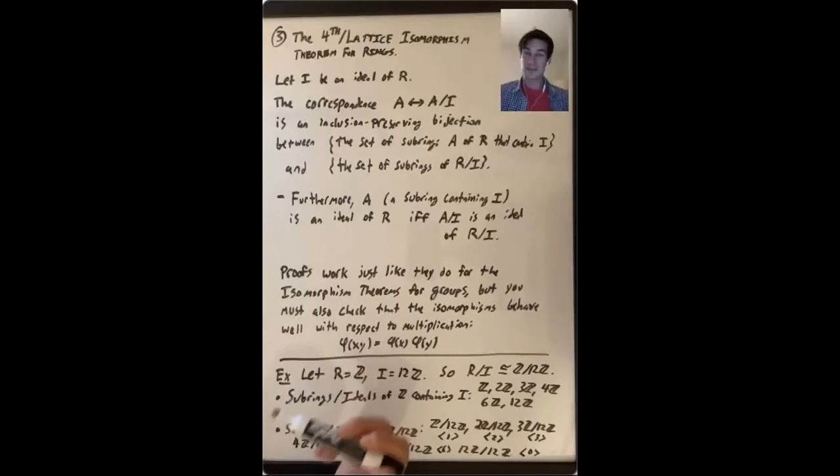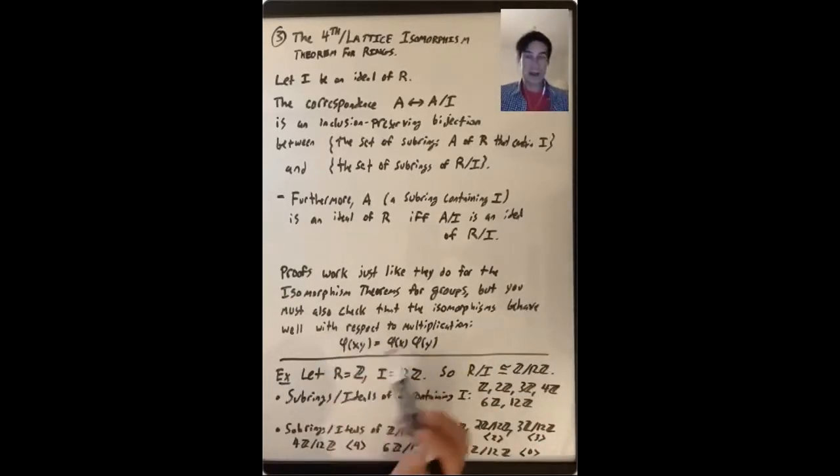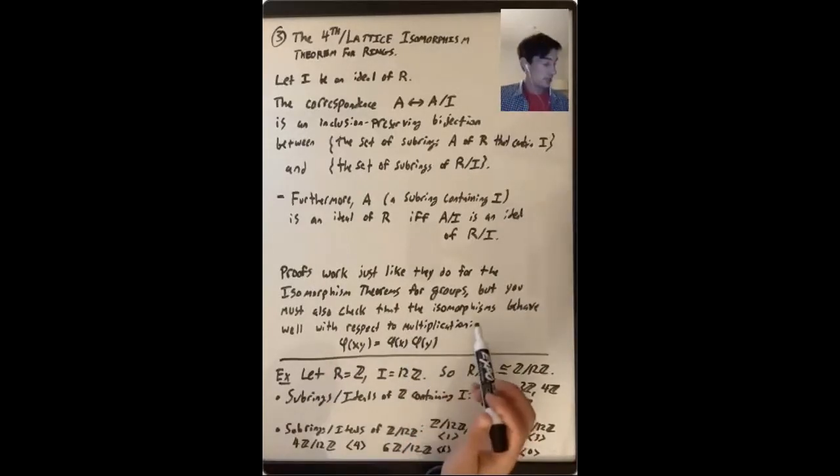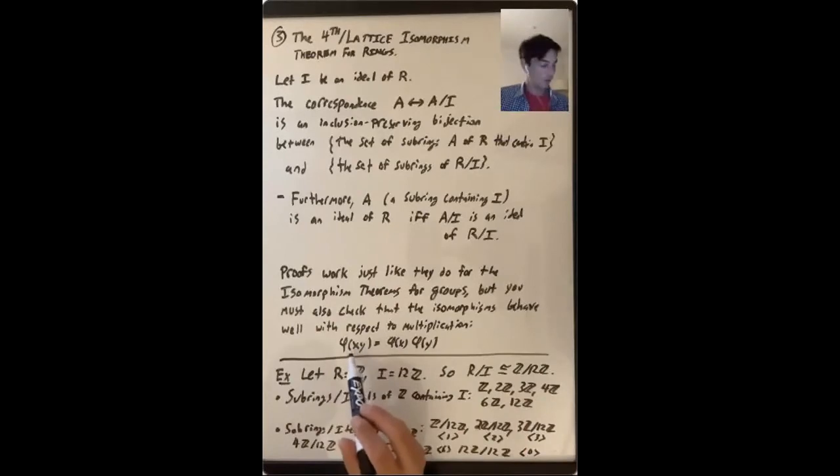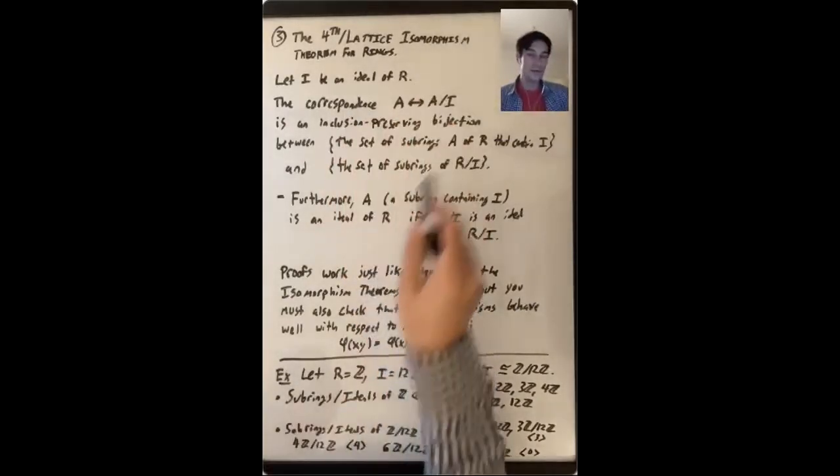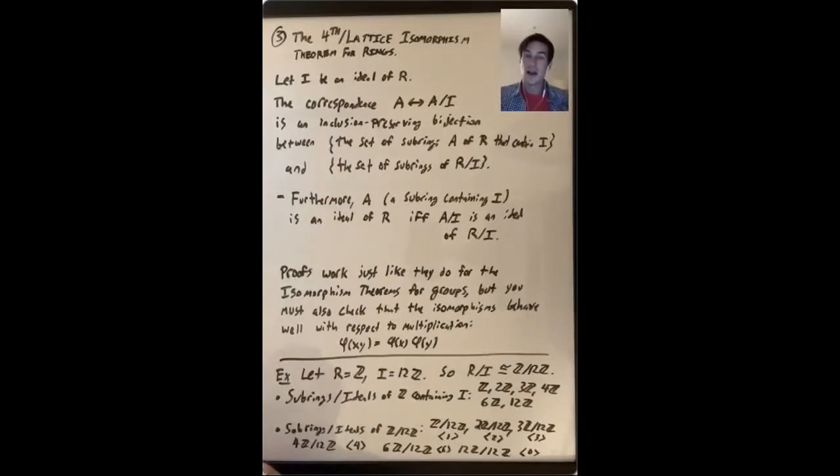And the price that you have to pay is that you must also check that whatever isomorphisms you're writing down in these statements behave well with respect to multiplication. So you have to check some statements of the form phi of xy equals phi of x times phi of y. Okay, so I'll leave it as an exercise to you to prove all of these statements. You should think about it.